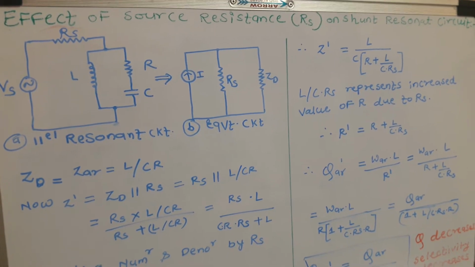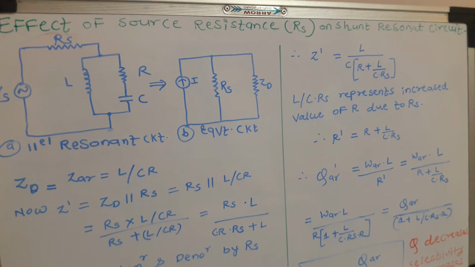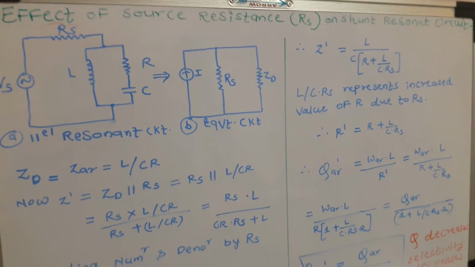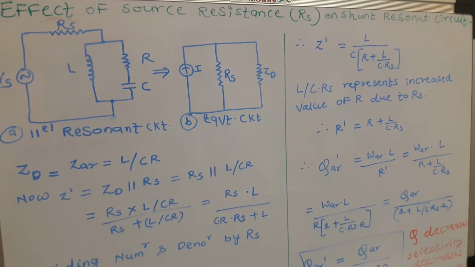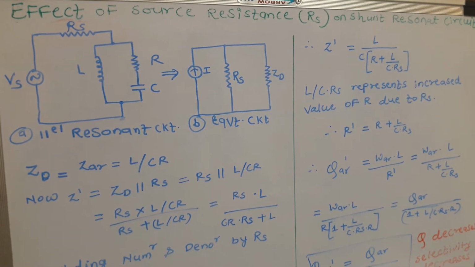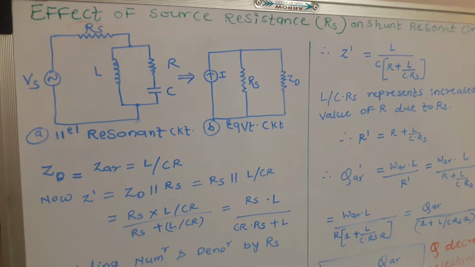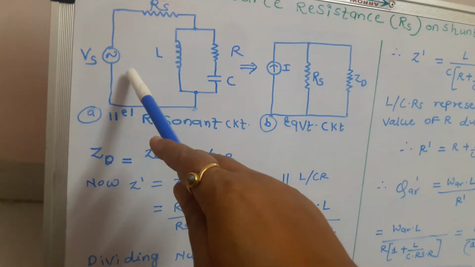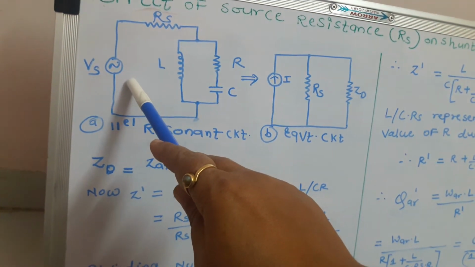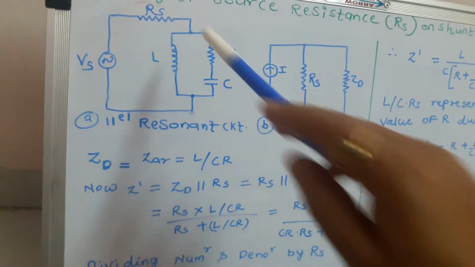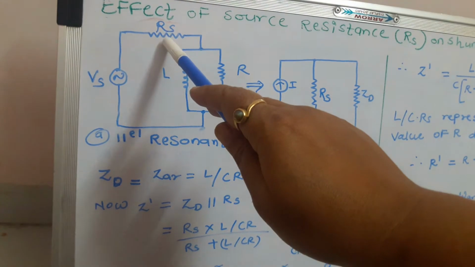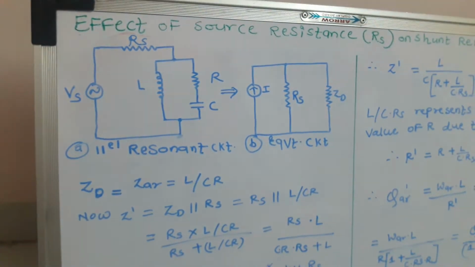Effect of source resistance on parallel resonant circuit. Let the source resistance of the generator or the source driving a parallel resonant circuit be Rs. As shown in the figure, Vs is the generator or driving source for this parallel resonant circuit, where L, R and C are connected in parallel, and this is the source resistance of this voltage source Vs.